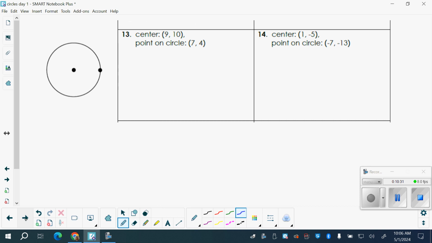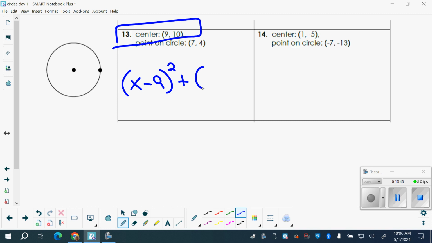Well, here's the good news. I got the center. So let's start there. Let's go ahead and say, yay, x minus 9 plus y minus 10. We're feeling pretty good, but I need something there. I need that r squared, and I don't have it.